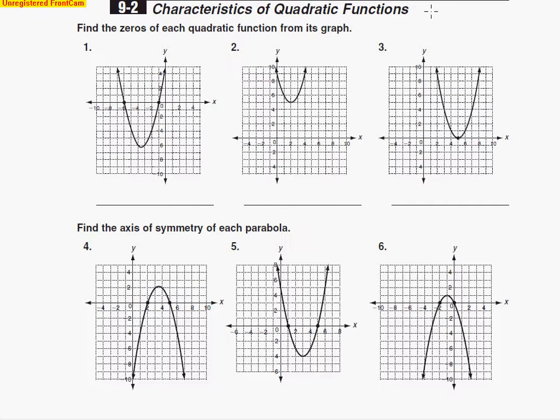It's the x values when y, or the function, equals 0. So what we're looking at here, this graph, which we call a parabola, is formed by some sort of function.